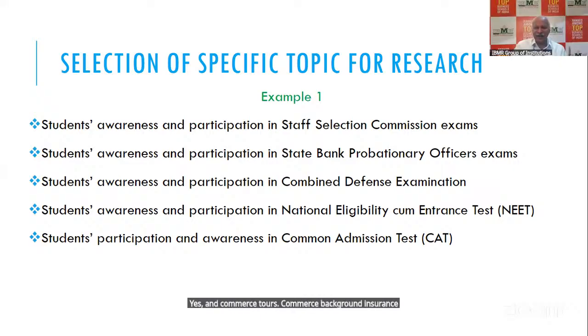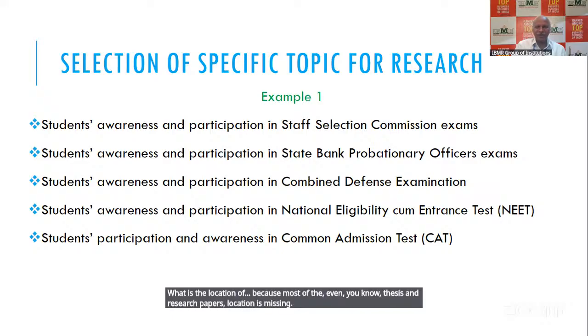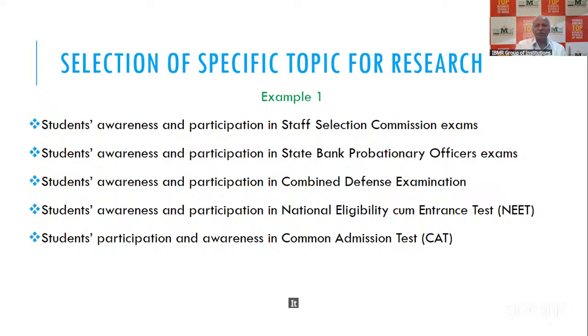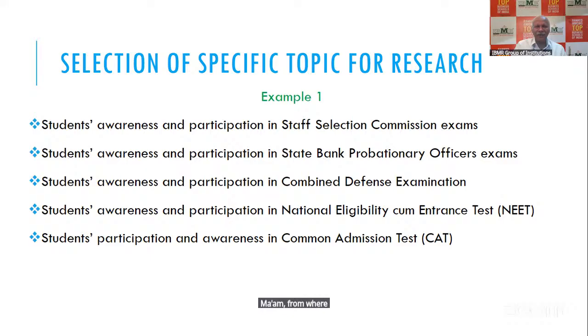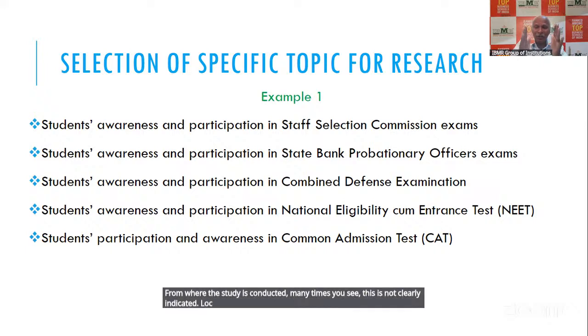And commerce background students, that is where your study concentrates. What is the location? Because in most of even thesis and research papers, location is missing. If there is no location, how can readers understand this study is carried out in a particular location, in a particular region? That is very, very important. From where this study is conducted. Many times you see this is not clearly indicated. Indication of a specific area is a must.